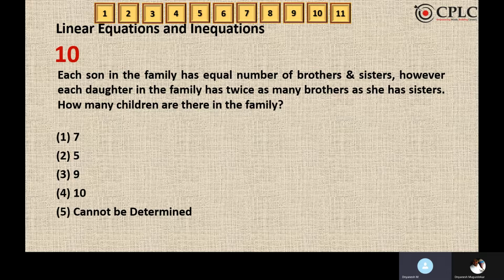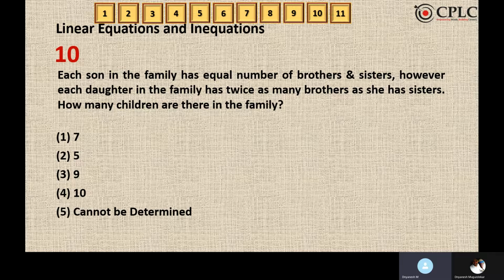Each son in the family has equal number of brothers and sisters. So each guy has either one brother and one sister, or two brothers and two sisters, or three brothers and three sisters. This statement itself will tell you two things. The total number of kids is odd and the number of boys is one more than the number of girls. These two things are very, very important.